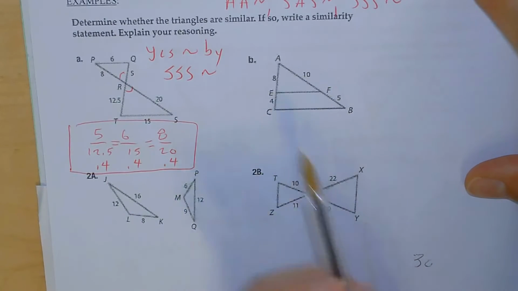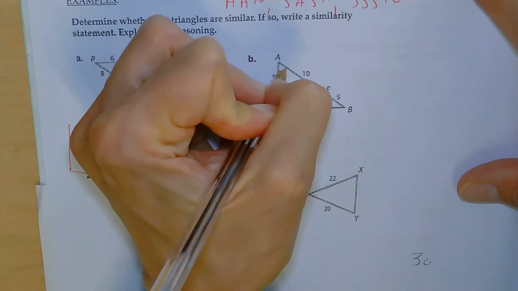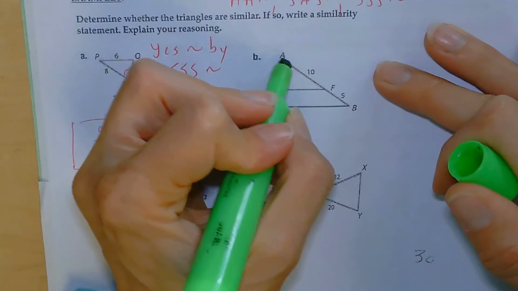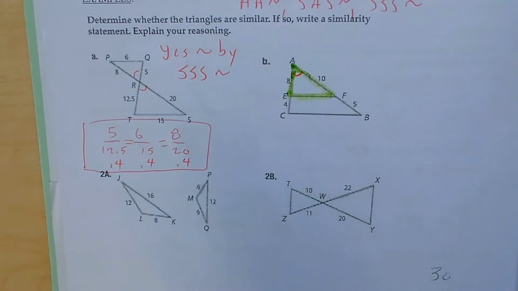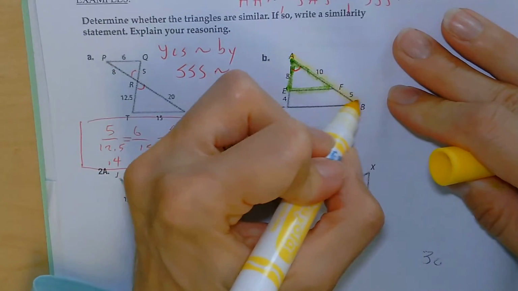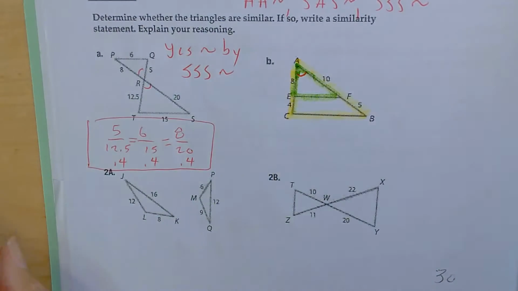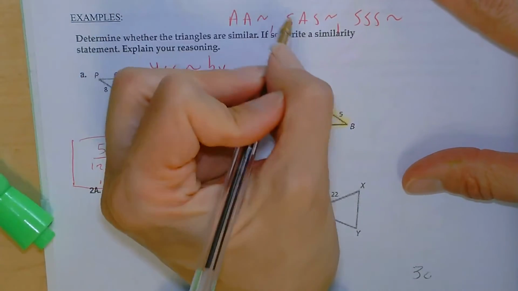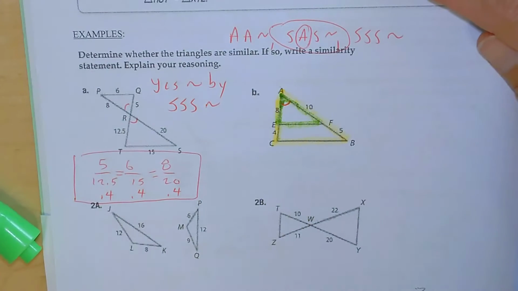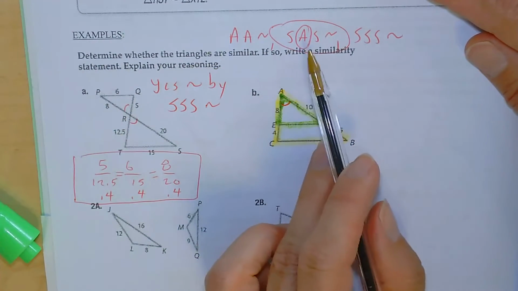Okay, for this one, you do not have parallels. So what I'm going to do is mark this angle right here as a reflexive angle, and then I'm going to highlight the little baby triangle, and I'm going to highlight the great big triangle. And we are going to check to see if these triangles are similar. So when you use SAS, I want to point out that the A has to be an included angle like it was before. It has to be between your two sides that are proportional.